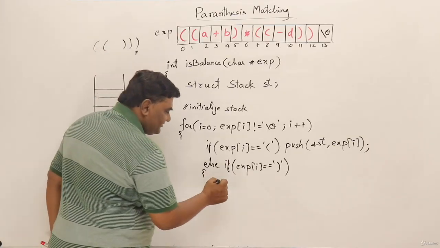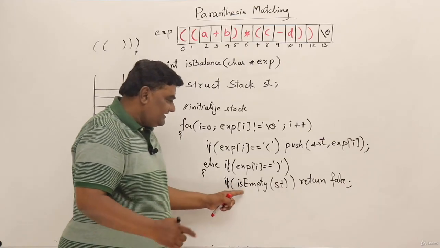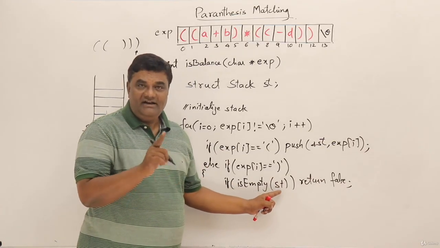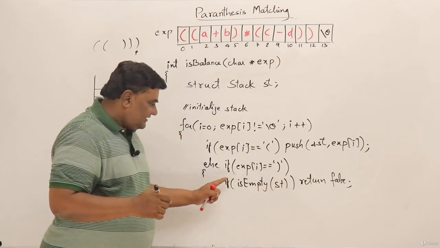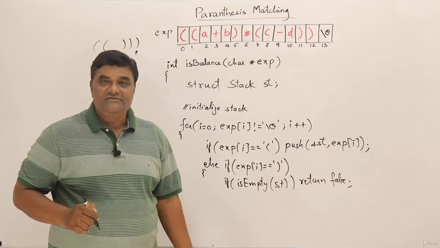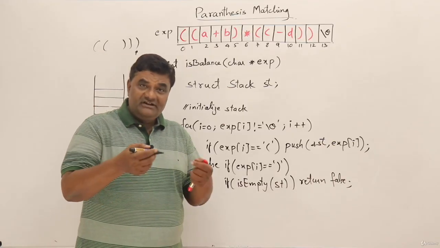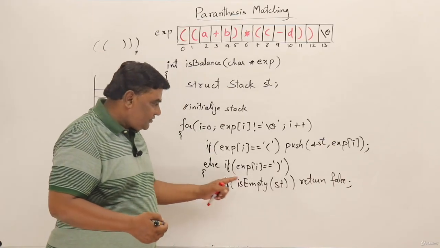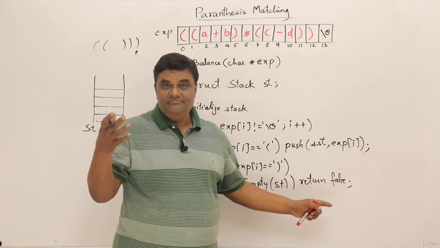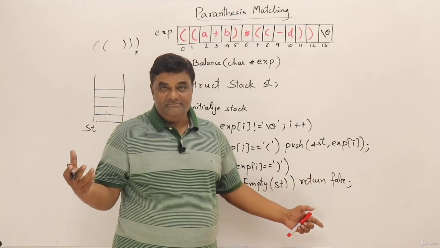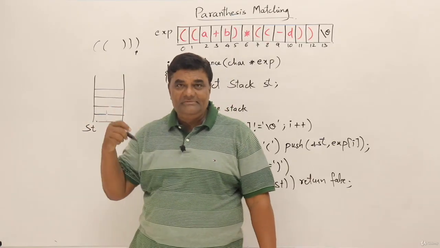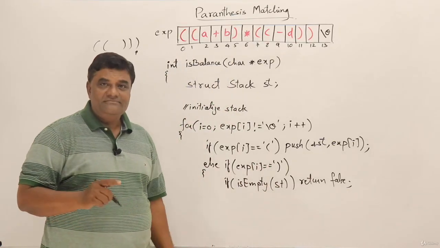So here I write the condition. If isEmpty, we have already written this function, with st, call by value, no need of reference. This function will return true if the stack is empty, otherwise it will return false. So if it is returning true, then return false. False for what? Because there is no matching bracket in the stack, because the stack has become empty. Still we need one more opening bracket, right? That is missing, that is the meaning. So that condition I have taken care of.